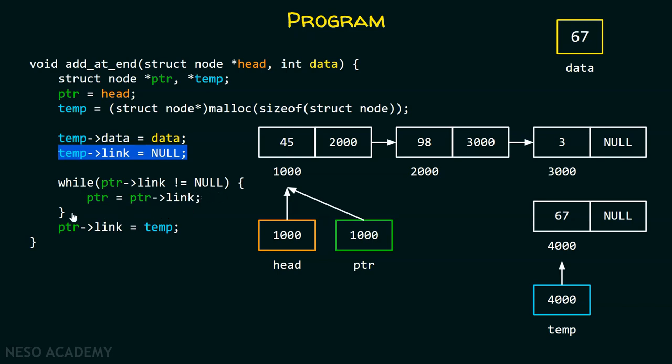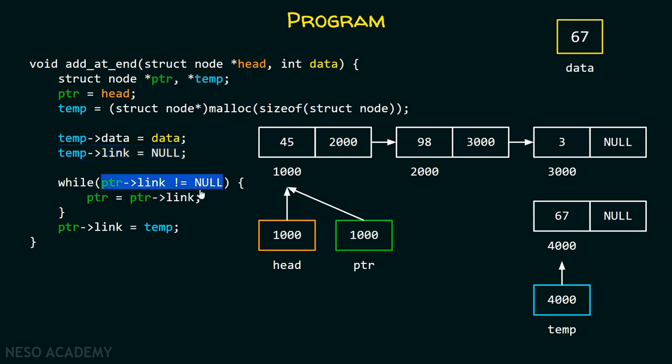After this, we have this step: while PTR link not equal to null, PTR equals PTR link. This step is required to traverse the list, right? This is the code which we should write to traverse the list. We are using the PTR pointer to traverse the list, as we have already discussed this, right? Now instead of using PTR not equal to null, we are using PTR link not equal to null, and you will understand why I am using this, okay?